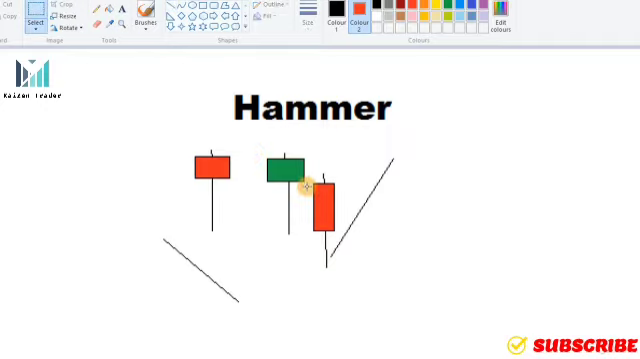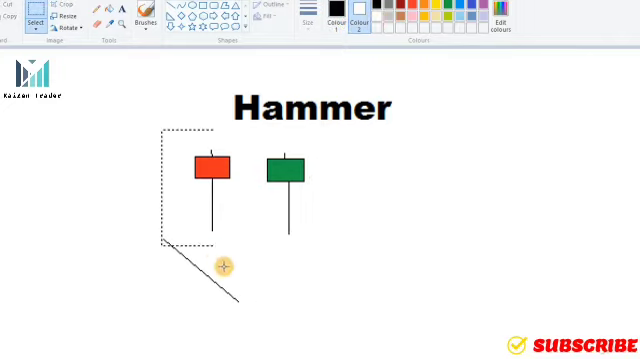And let's go with the hammer. So to avoid confusion, let me delete these candles here. So let me delete them first of all. Okay, and just avoid the color basically. And let's think now this is a hammer.